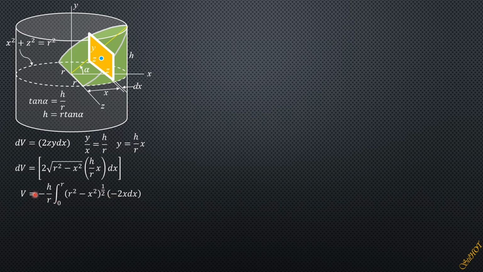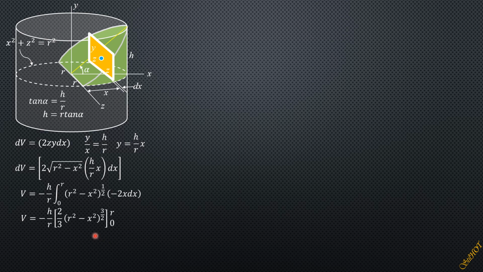So volume therefore is negative h over r. The integral of u to the 1/2 du is u to the 3/2 over 3/2, so negative h over r, 2/3 of u, quantity r squared minus x squared to the 3/2 from 0 to r. So the limits, by the way, are from 0 to r because the variable of this integral is x, described by the differential in x. So that's why it is from 0 to r.